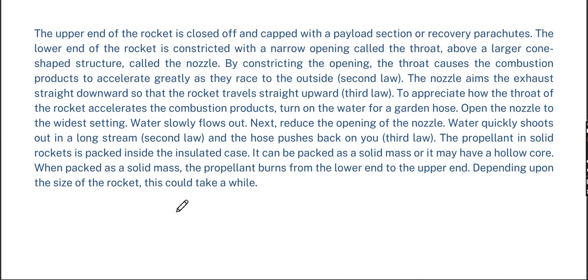The upper end of the rocket is closed off and capped with a payload. Here is the payload. It is capped. The payload section may hold a recovery parachute. Here is also the parachute. The lower end of the rocket is constructed with a narrow opening called the throat.